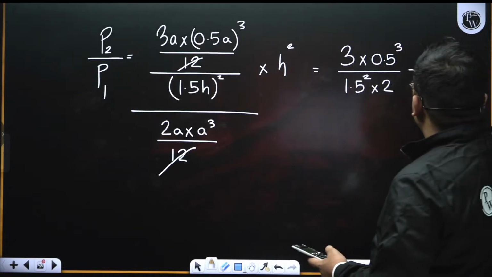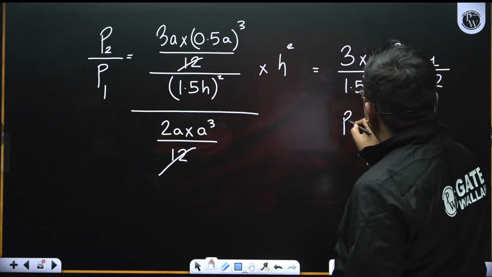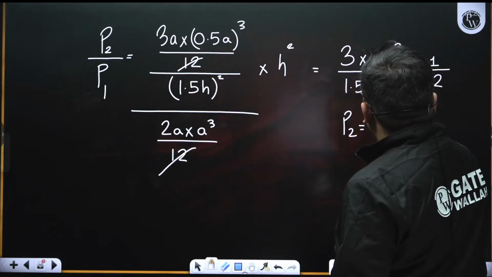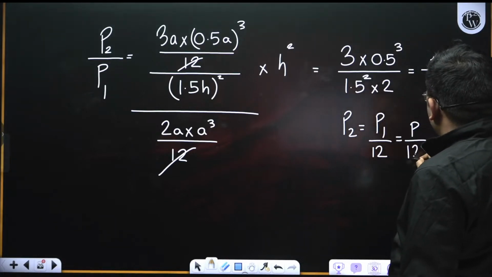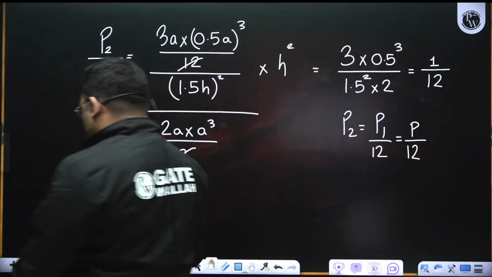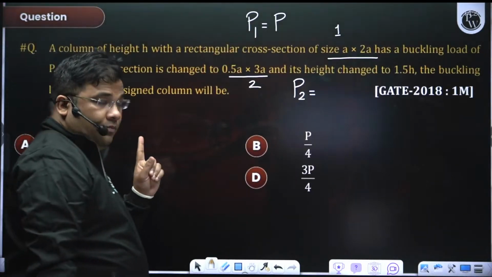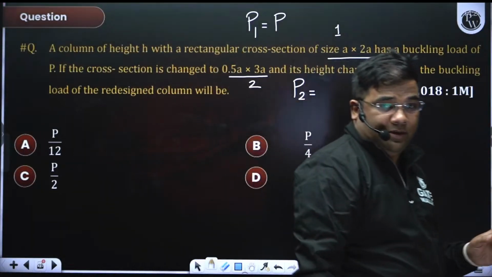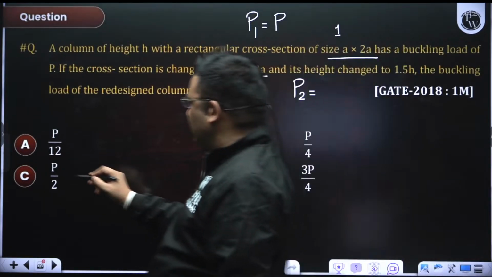So it is coming 1 by 12. So I can say P2 will be P1 by 12, or P by 12. That means in GATE they regularly ask questions from this ratio of buckling loads, and you must see this before going to the examination. You should know the equation of buckling load, and also the effective length for different support conditions. Okay, so the right answer is this.